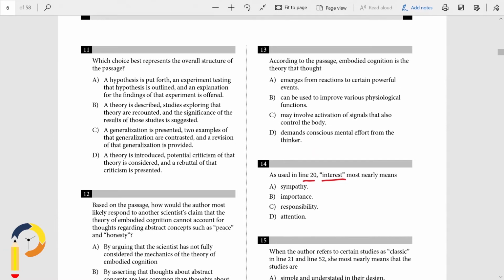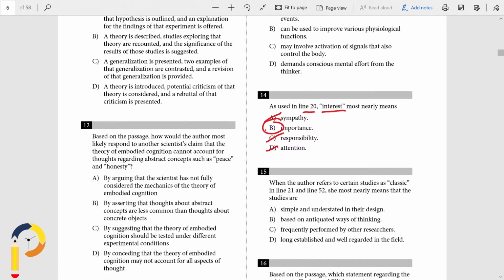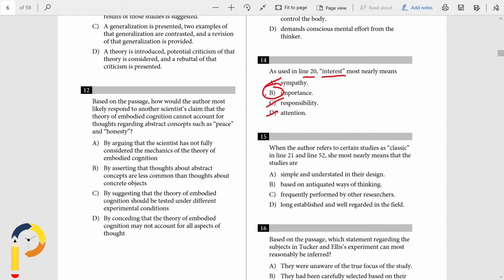That's what my prediction is, looking at the answers. Focus does not match sympathy. Importance we could hold on to. Responsibility, attention, out of scope. Importance is my answer. So a vocab in context question hardly takes more than a few seconds. So we can quickly move on to the next question.